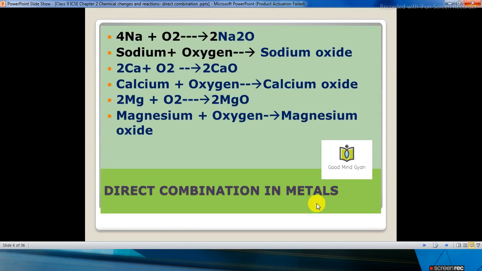Next, direct combination in metals. Metals such as sodium, calcium, magnesium combine with oxygen and form the respective oxides. Sodium combines with oxygen to give sodium oxide. Calcium combines with oxygen to give calcium oxide. Magnesium combines with oxygen to give magnesium oxide.